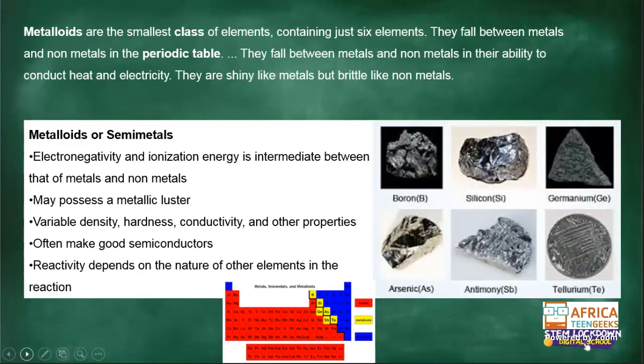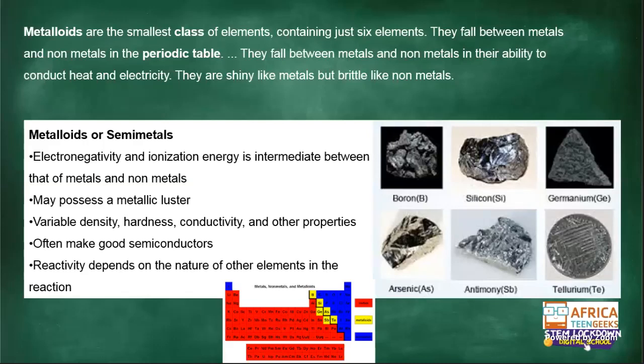So metalloids are the smallest class of elements, and it contains 6 elements. If you look right down at the periodic table here, it's these yellow ones. These are metalloids. They fall between metals and non-metals in the periodic table. And they have the ability to conduct heat and electricity. And some are shiny like metals, and some of them are not shiny like non-metals. So it depends on which one it is.